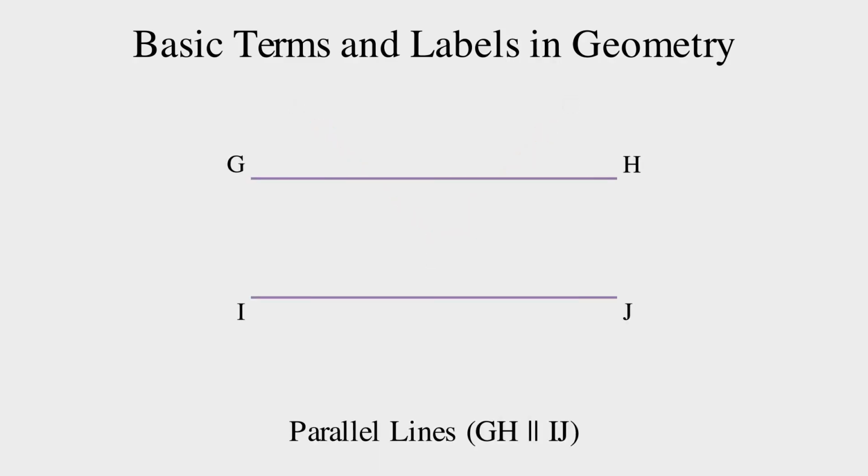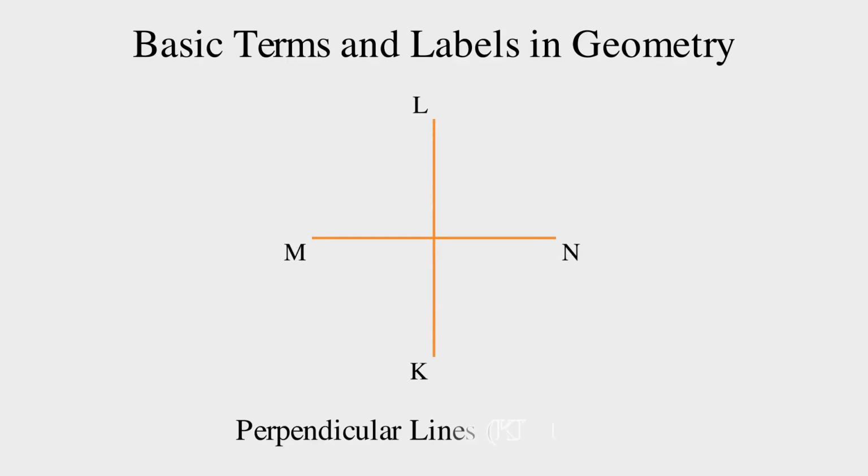Parallel lines. 2 lines are parallel if they never meet, no matter how far they extend. Perpendicular lines. Perpendicular lines meet at a right angle, exactly 90 degrees.